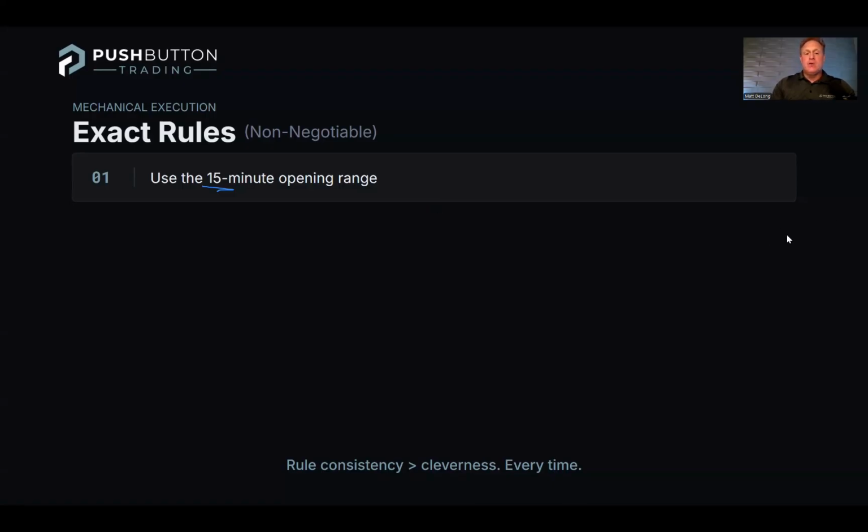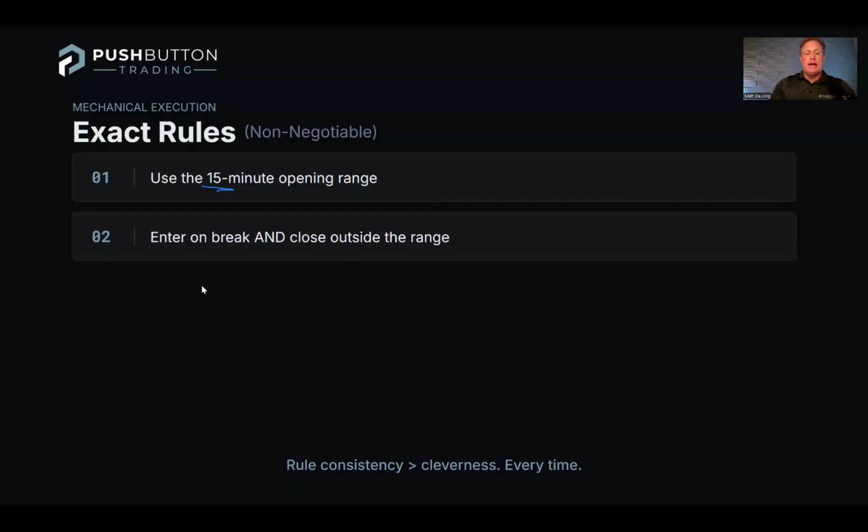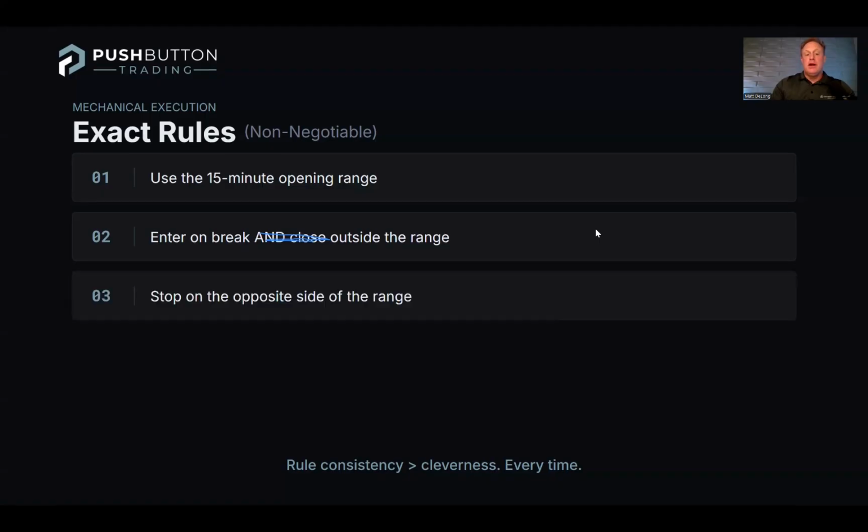So the next is we're going to wait for a break. Actually, this says close, but it's actually a break outside of the range. So we're going to wait for a break outside of that range, okay? We're going to put our stop on the opposite side of the range. So let's draw this out real quick. I do have a couple examples we'll jump into, but let's say this is my high and this is my low. Here's my high and my low, okay?